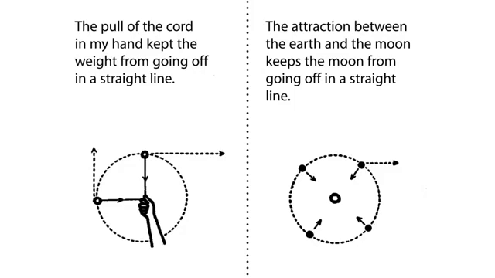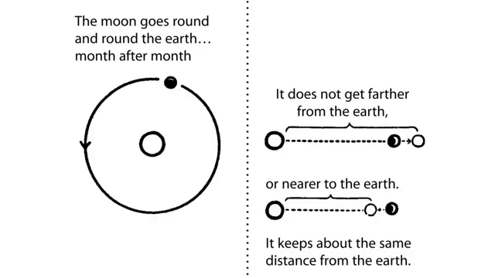The pull of the cord in my hand kept the weight from going off in a straight line. The attraction between the earth and the moon keeps the moon from going off in a straight line. The moon goes round and round the earth, month after month. It does not get farther from the earth or nearer to the earth. It keeps about the same distance from the earth.